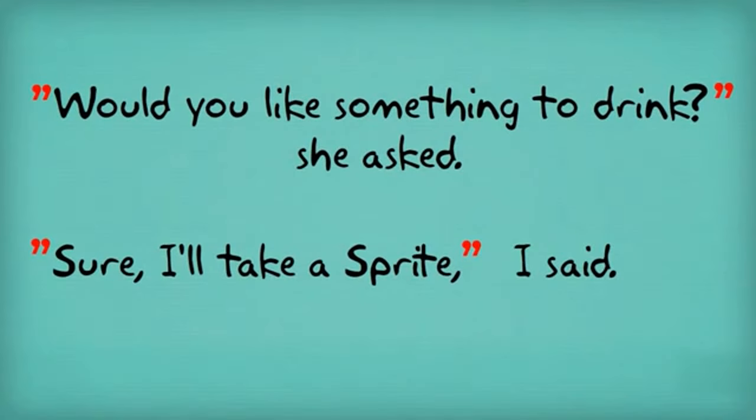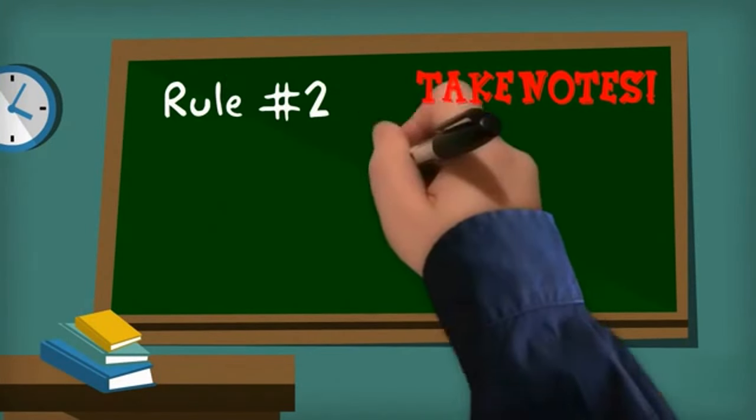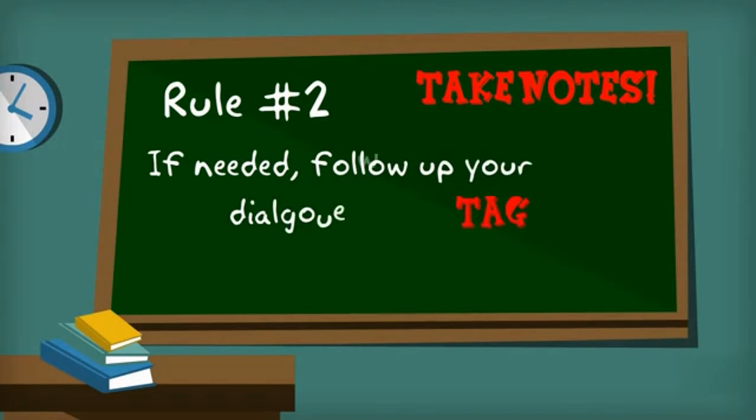Notice that I don't put quotes around "she asked" and "I said." That's because you don't actually say those words out loud when you're having a conversation. That brings me to my next rule. Rule number 2. If needed, follow up your dialogue with a tag.